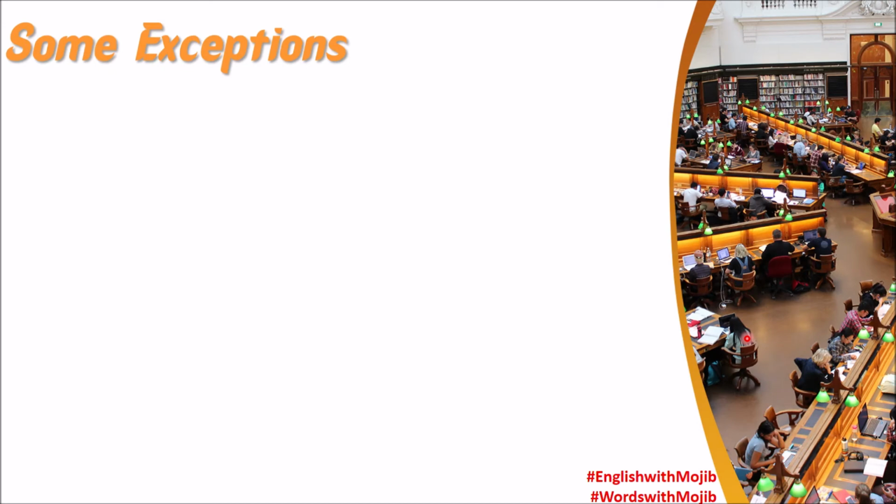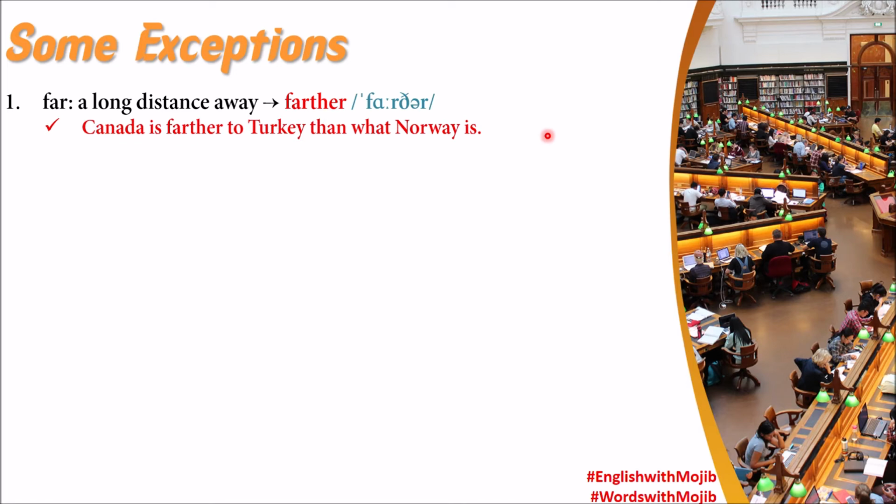Okay, some exceptions. We talked about the formulas of how to make comparative adjectives, but not all the words obey that regulation, follow that rule. Like what? Like far. Far, in the meaning of a long distance away, would be farther. There is an extra H here according to the main formula. Farther. And here's the phonetics. Farther. For example, Canada is farther from Turkey than Norway is. Norway is far from Turkey, but Canada is farther.